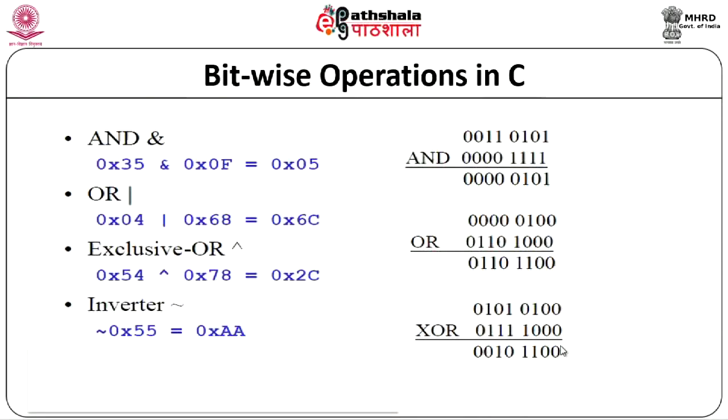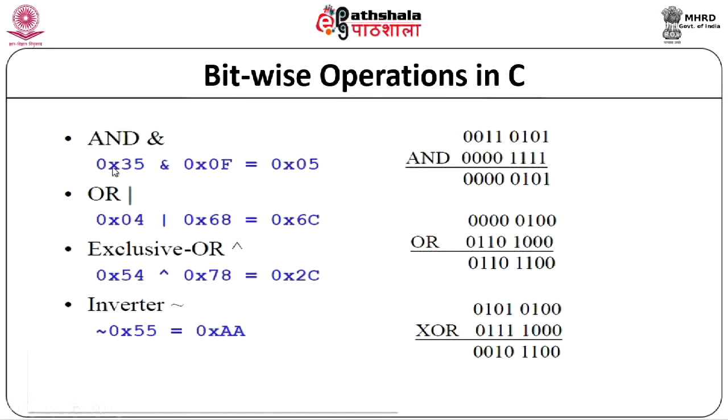So, when you are looking at bitwise operations, we have AND, OR, exclusive OR and inverter. These are the operators used when we operate on each and every bit. As we know, AND is the one where if both bits are 1, then we get a value of 1. So, that is the idea of using an AND gate.